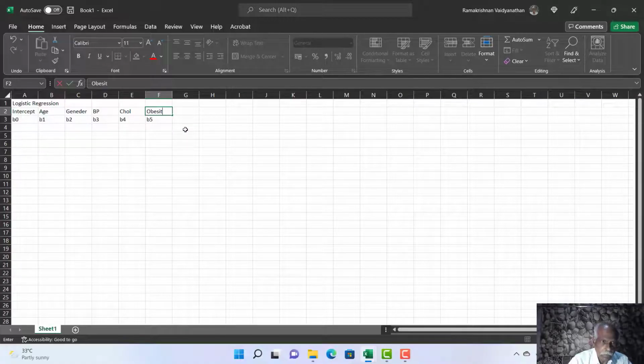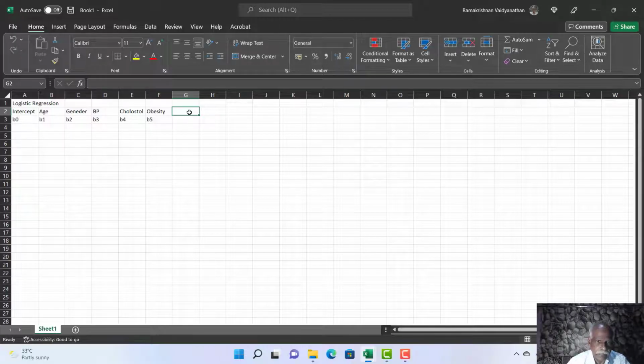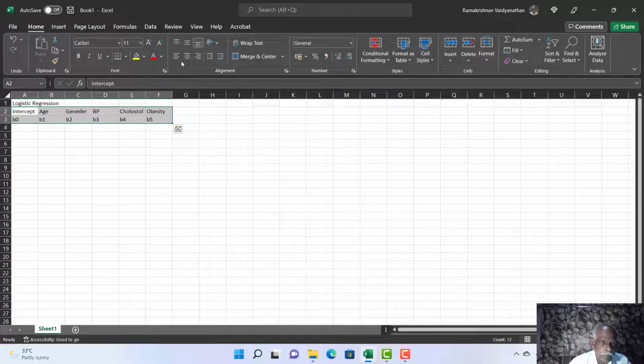Right? Obesity, cholesterol, right? And BP. And then based on this we are going to take a decision. So I will take a decision based on these conditions. Okay. So I will take this center. Okay. Now I will have to have the data.